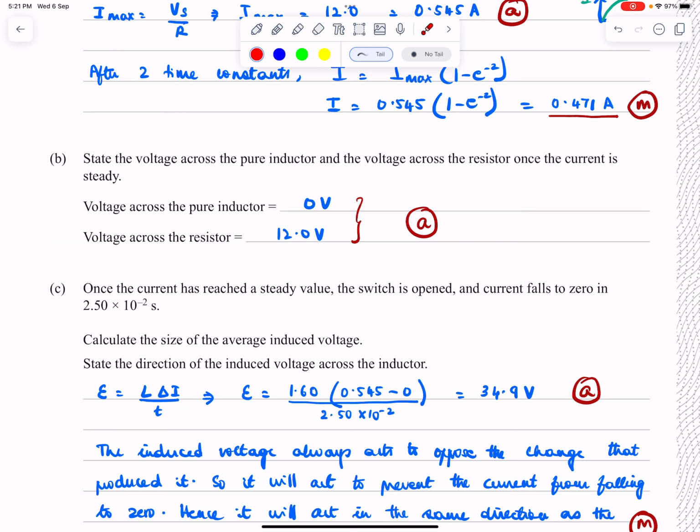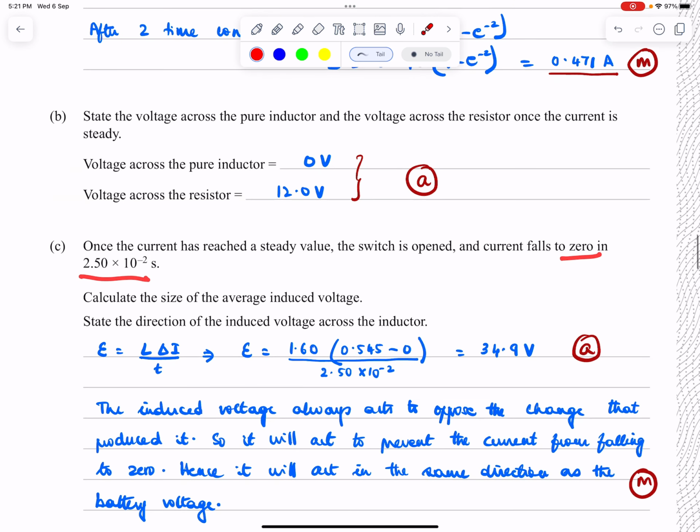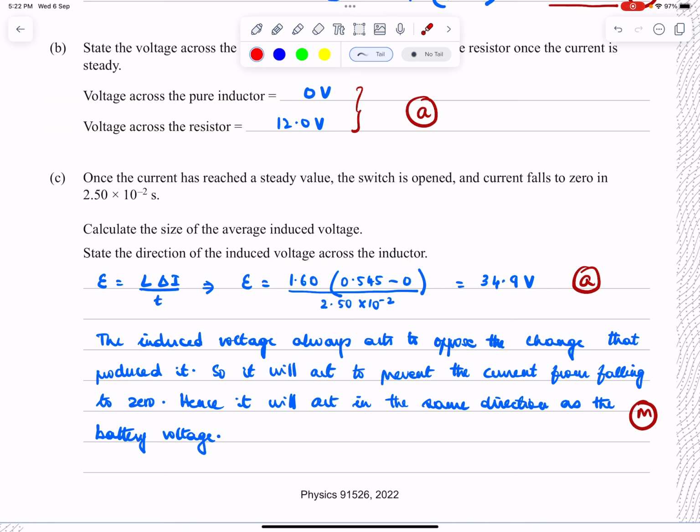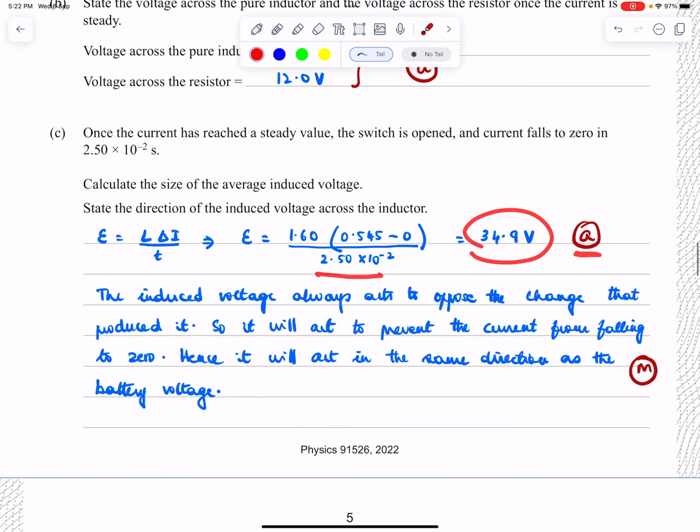Once the current has reached a steady value, the switch is opened and the current falls to 0 in 2.50 times 10 to the power of negative 2 seconds. What's the size of the average induced voltage, and what is the direction of this voltage across the inductor? So the formula for the induced voltage is L delta I over T. So this is your L, delta I is the change in current, and T is your time, and you get 34.9 volts. If you got that much, it's an achieved.